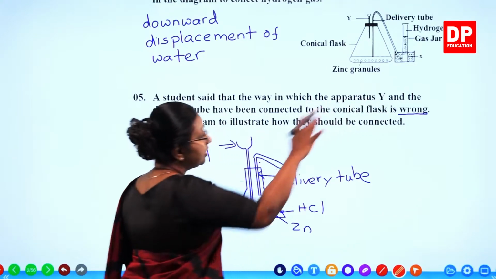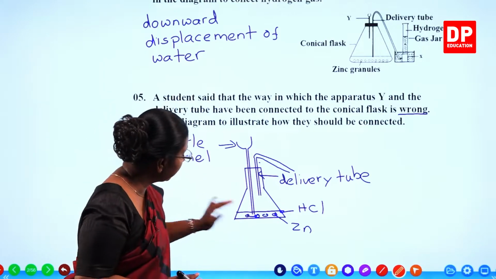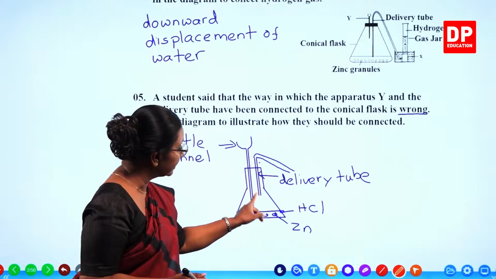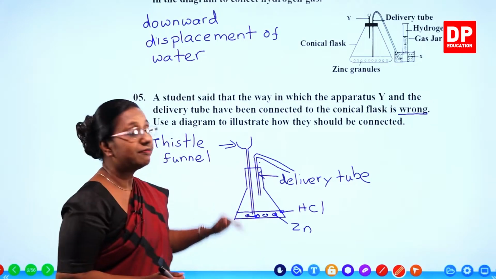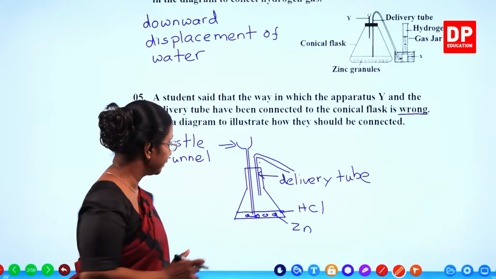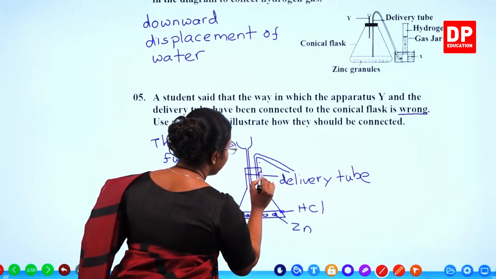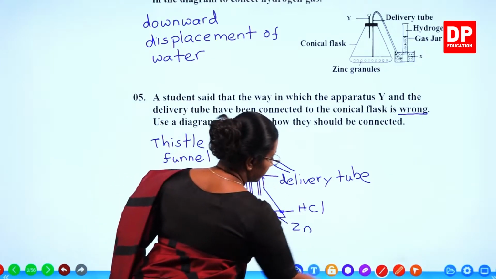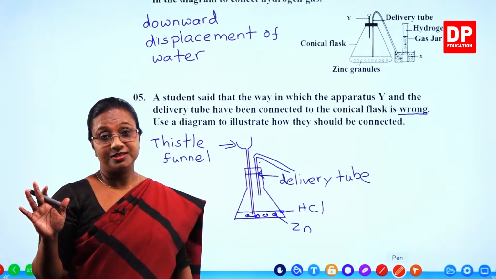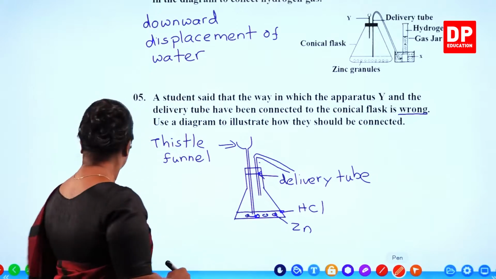So I am not showing the rest of the diagram because the error is here. That is what we have corrected. So make sure that the thistle funnel is long and the delivery tube is above the solution or the reaction mixture inside the conical flask. That is what you have to show. And also we can show the rubber stopper as well. So that is the corrected diagram. Is that clear, students? So then we will move on to the next one.